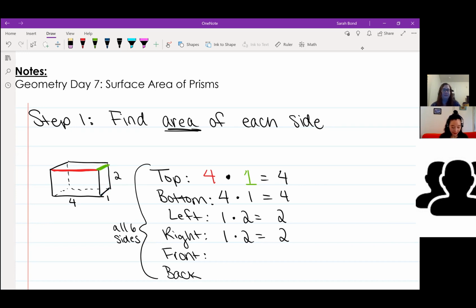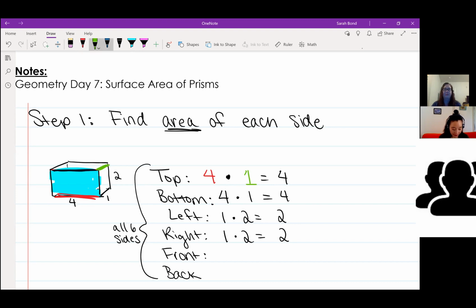All right, last one, front and back. So the front is this side. Just imagine that those dotted lines are not there. We're just looking at the front here. What is the length and width of that side? So we have to think, what is this length?